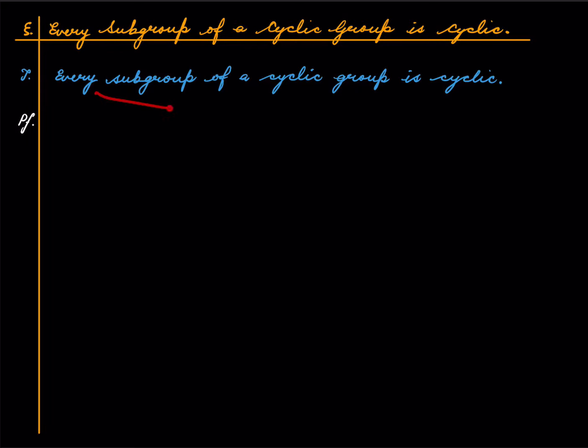And we can use the same reasoning to prove it, but I will go via a slightly different route. I will go via the isomorphism theorem route. So before you see the proof, I encourage you to figure out your own proof, and then look at what I'm going to do. So, okay, start with a cyclic group G, and H be a subgroup of G. And we want to show that H is cyclic.